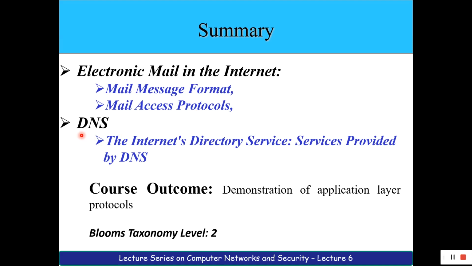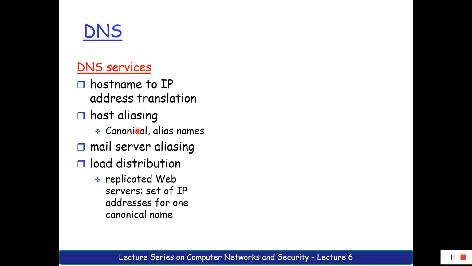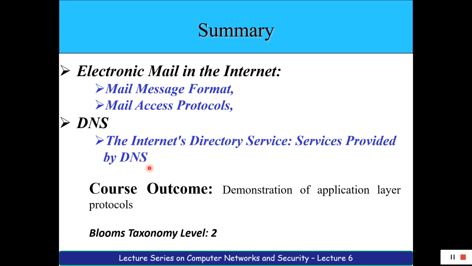After that, we started with a new system called the domain name system, and we have learned that it can provide four kinds of services. The services are conversion of host name to IP address, host aliasing, mail server aliasing, as well as load distribution. So this is what we have covered today.